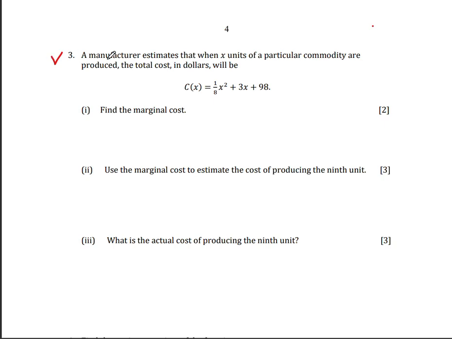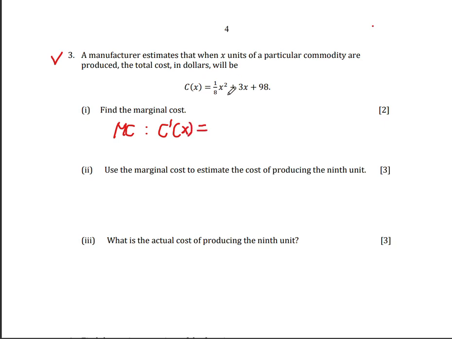We are told that a manufacturer estimates that when X units of a particular commodity are produced, the total cost in dollars is given by C of X is equal to 1/8 X squared plus 3X plus 98. So this is our total cost function, and in question 1 we're asked to find the marginal cost. The marginal cost is the derivative of the total cost function. So we're going to take C prime of X, which means that we're differentiating the total cost function.